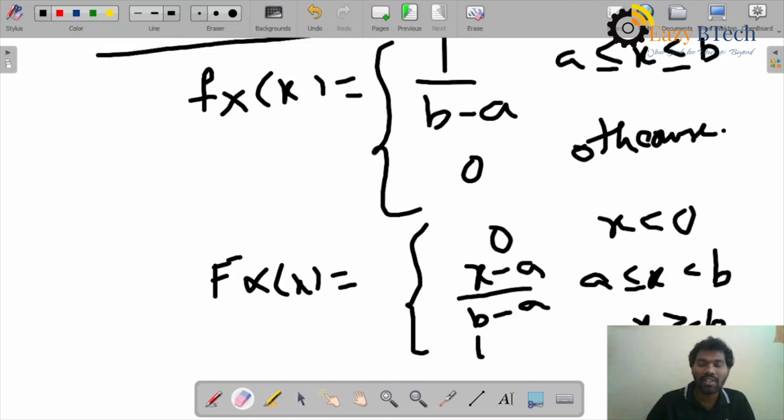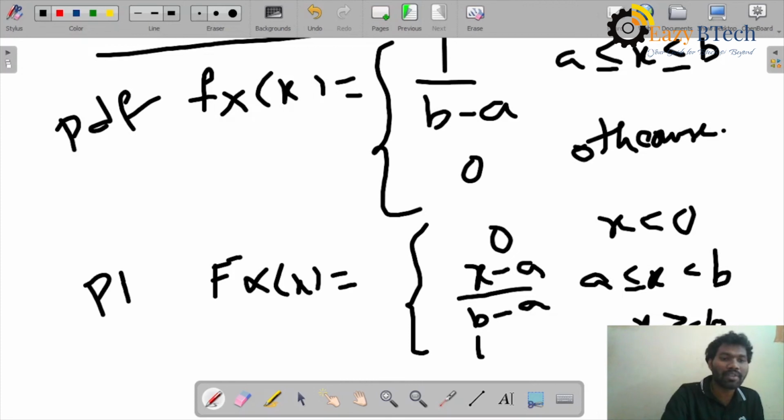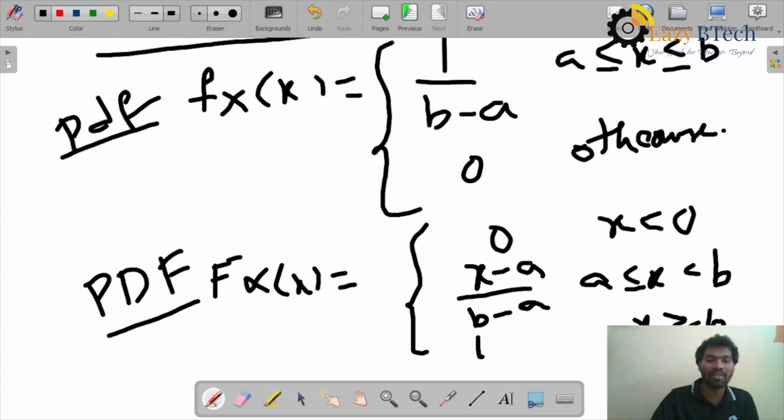So these are the two functions. One is the probability density function, the small pdf, and the other is the probability distribution function, the capital PDF.